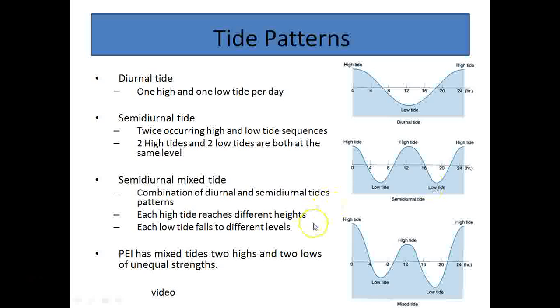A semi-diurnal mixed tide means that there are 2 high tides and 2 low tides during the day, but they're at mixed levels. So there's a higher high tide and a lower high tide, and then there's a higher low tide and a lower low tide. They're not the same water levels. Around here, we have a mixed semi-diurnal tide. So we have 2 a day, but they're not the same water level.